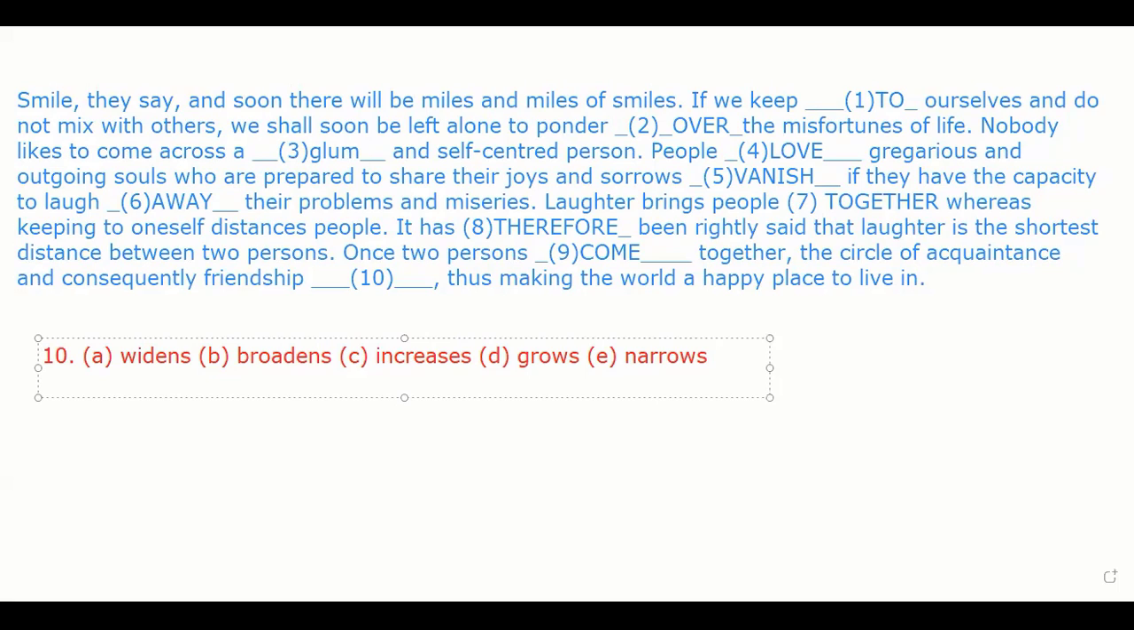First thing in this context: will a positive word come or a negative word? Once two persons come together, the circle of acquaintance and consequently friendship. So will the word be related to increase or related to decrease? Tell me guys, what do you think?